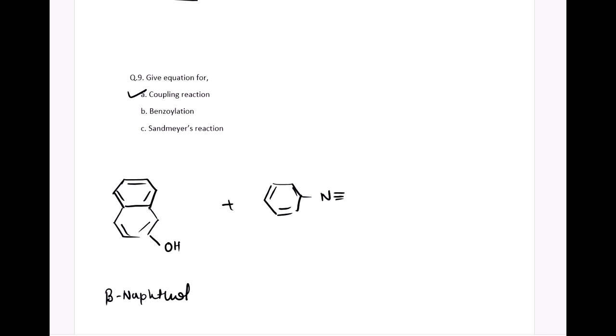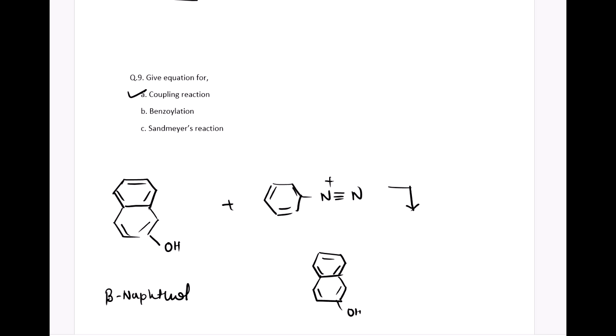Question number 9 is given as: give equation for the following. For the coupling reaction, we first of all need a source of electron donor. Suppose we take, as our example from the syllabus, beta naphthol. For the coupling reaction we should have the diazonium salt, and through that they will get coupled and it will form this type of thing.